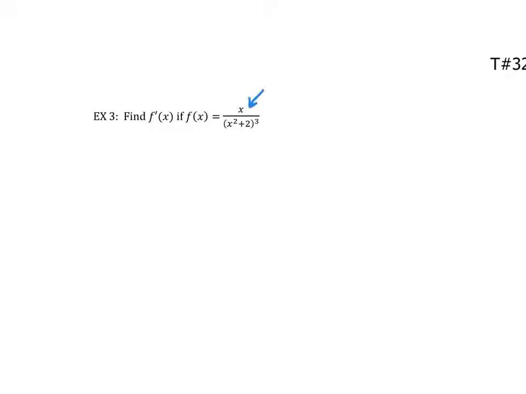So this guy is my high, that guy is my low or my ho. So here we go. We have ho, d high, so that's times 1. Obviously you don't have to write that. Minus high, d ho, the derivative of the bottom.